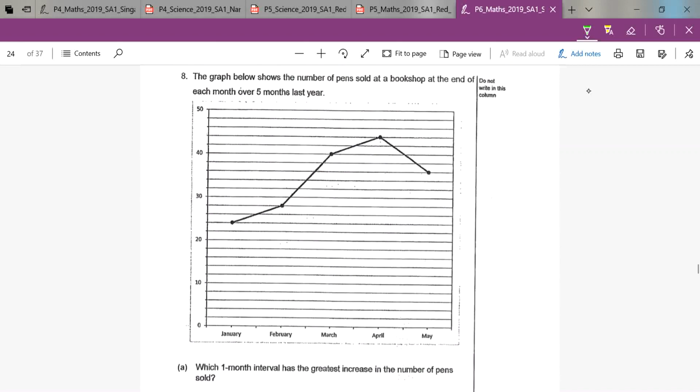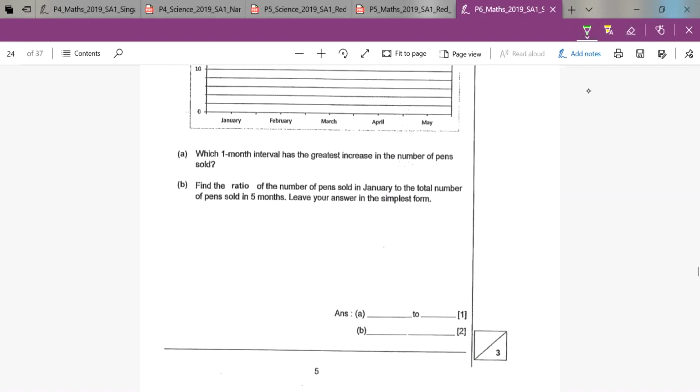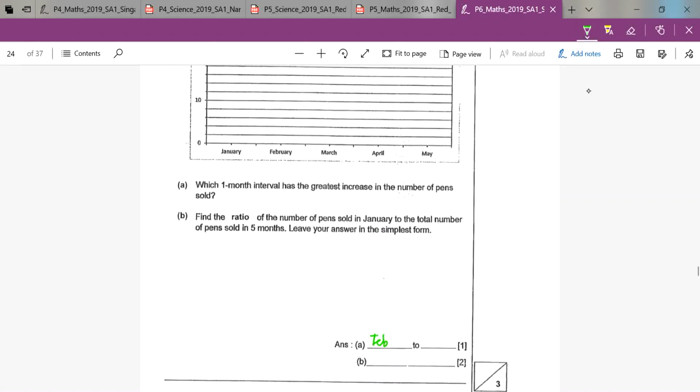Question 8. The graph below shows the number of pens sold at the bookshop at the end of each month over 5 months last year. Which 1 month interval has the greatest increase in the number of pens sold? I think this one, visually, it will be quite obvious to you, right? It will be February to March. This one has the greatest increase, right? So the answer is just gonna write February to March.